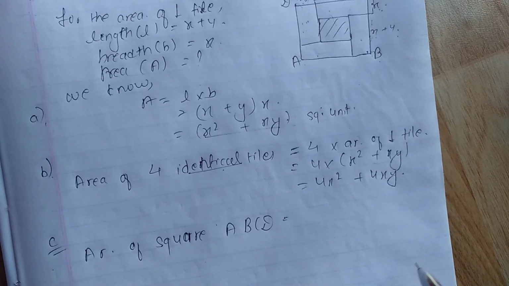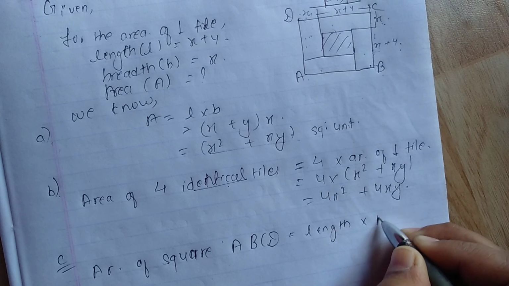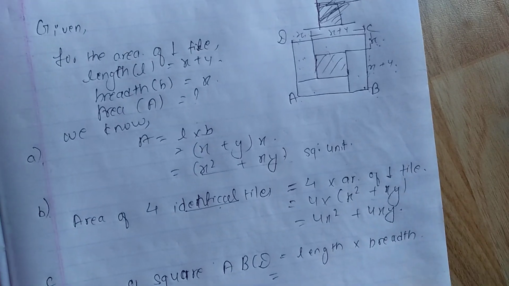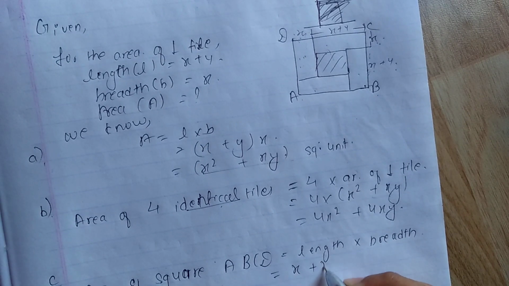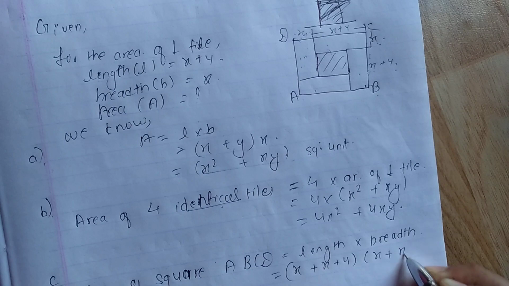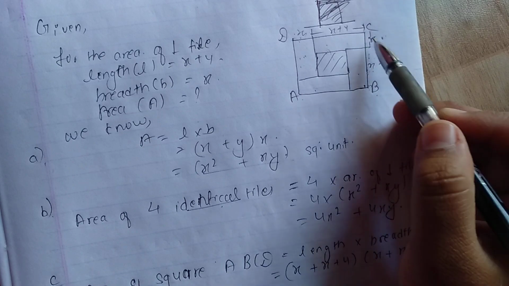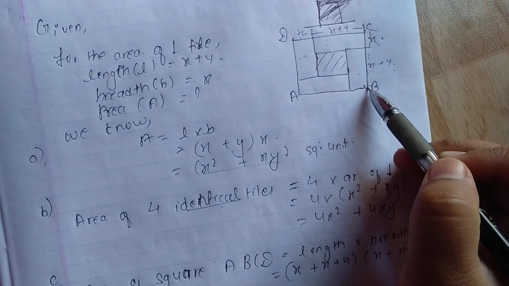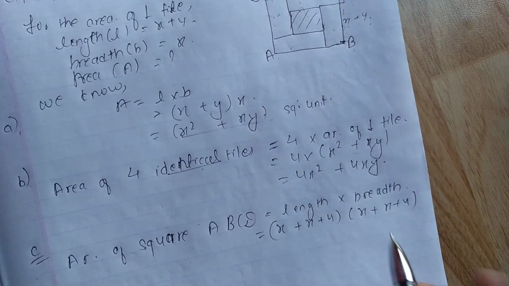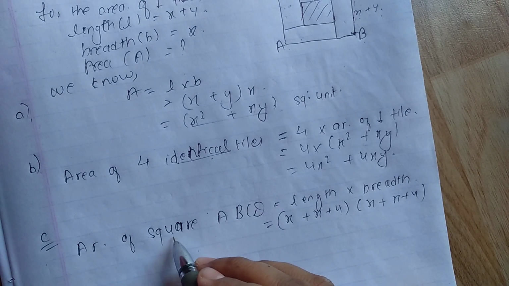So here area is length into breadth, area of ABCD. What is the length then? Length is x plus 4 and breadth is also x plus 4. Why? Because this x plus 4 should be added to make the breadth. From here to here is the breadth of the ABCD and here is the length of ABCD. So we can consider that this is the square. This is not the rectangle, this is the square, as it is said square ABCD also.